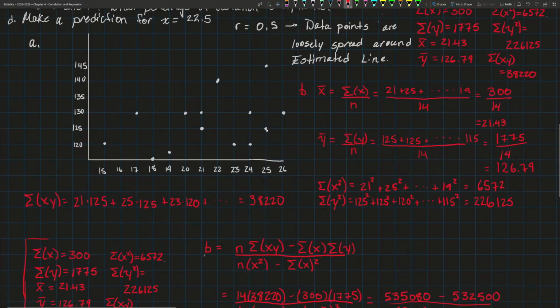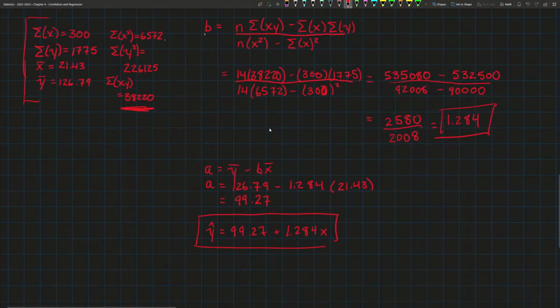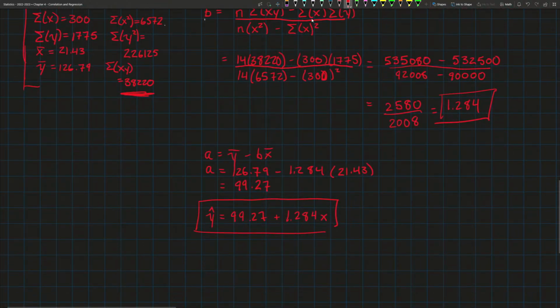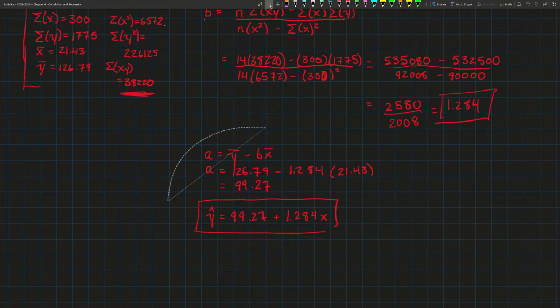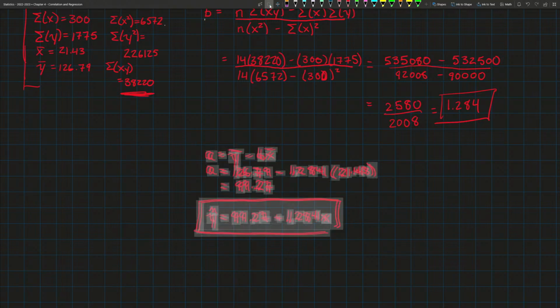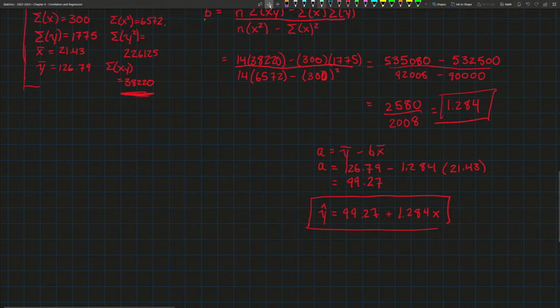And then part C says to find R and R squared, and then what percentage of variation is explained. All right. So I'm going to put this stuff a little bit over. So C says to find R.